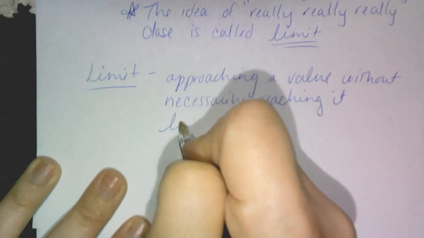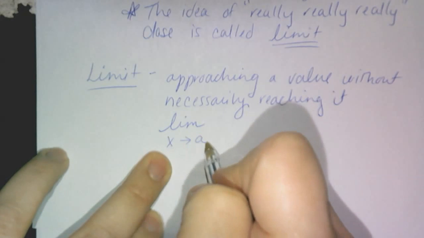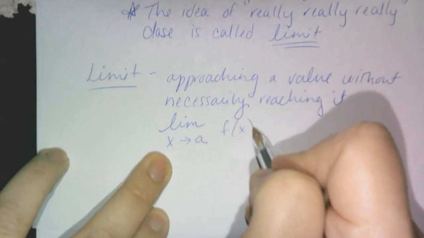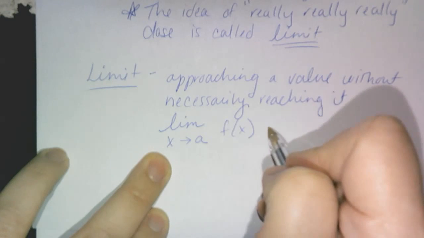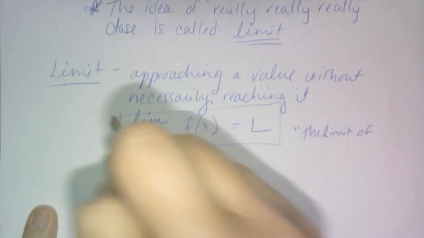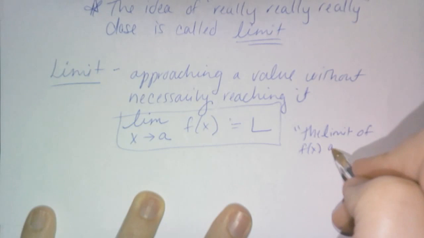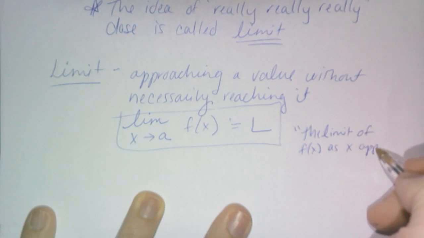The mathematical symbols look like this. The limit as x approaches a of some function is equal to L. This is how we write the limit of your function f of x as x approaches a.